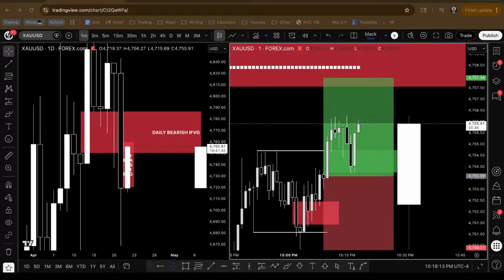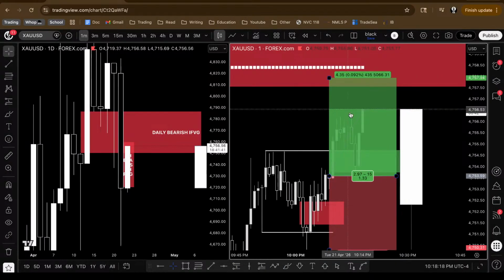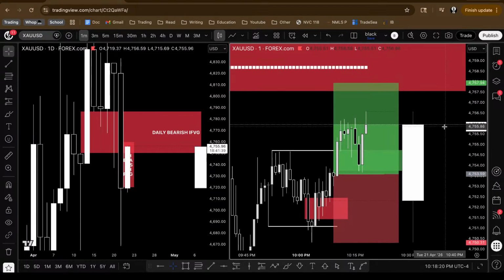How do you break even exit on Legacy? You just move your stop loss above the entry. All right, there you go. We took the high. We took the high, guys. Let's go.